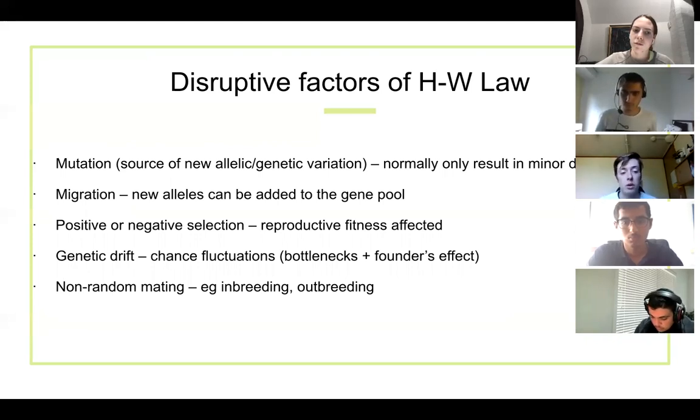And the other one is non-random mating. So inbreeding or outbreeding. So take, for instance, if the zookeepers are choosing who mates with who rather than the meerkats just doing it themselves.